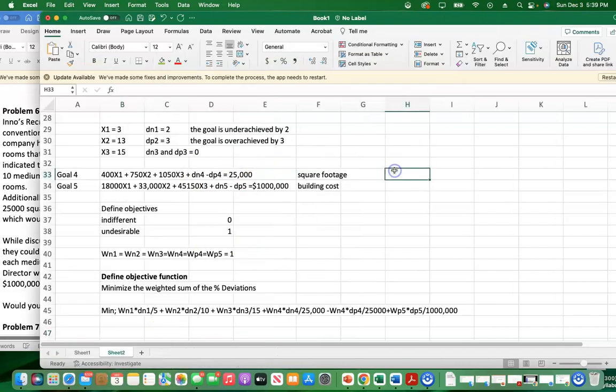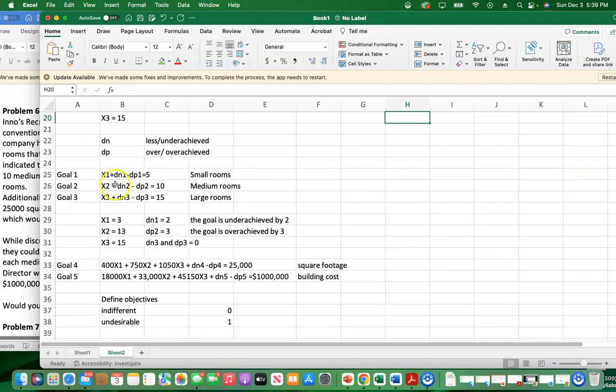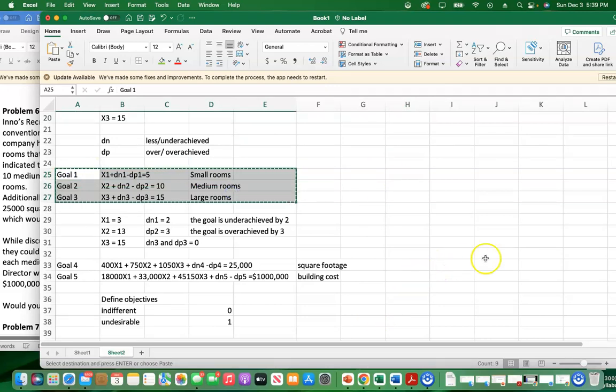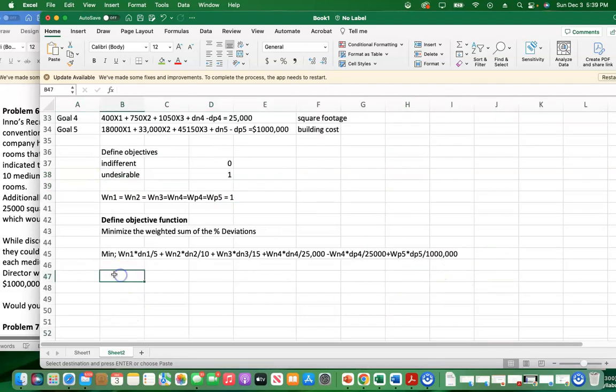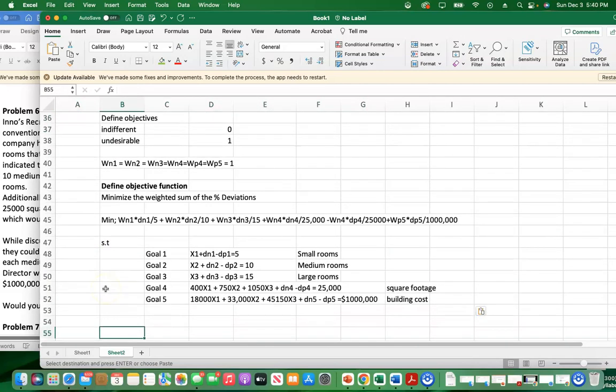So let me take the constraints that we have already developed. Remember, this is the first set of the constraints. So let me copy that and put them here. So I can say subject to the number of constraints. We have these constraints. Let's add them. That's the first set of constraints.